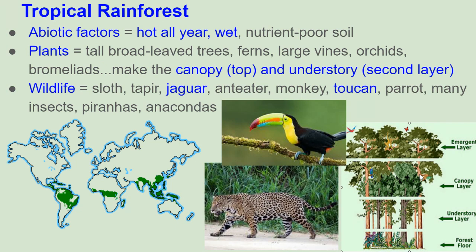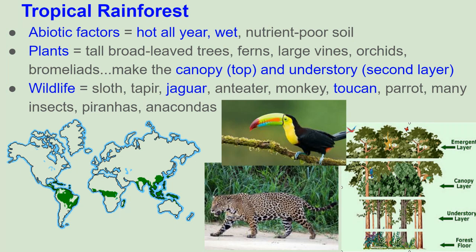So they have broadleaf trees, some ferns, some very large vines that climb over the trees. They also have orchids and bromeliads, which are the air plants, and they attach to the trees, trunks, and branches, and they're able to get light by attaching up to the higher parts of the trees. There is so much wildlife in the tropical rainforest.